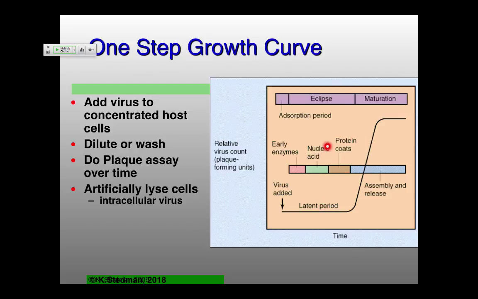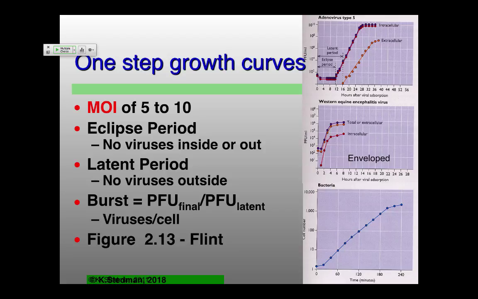If there's a difference between an eclipse period and a latent period, that's the accumulation of virions inside the cell before they come out. And so we can look at a couple of examples here of that. These are 2 different examples right here. This is just bacterial growth. Adenovirus and Western equine encephalitis virus.